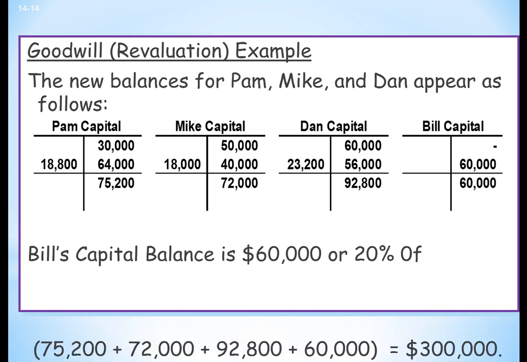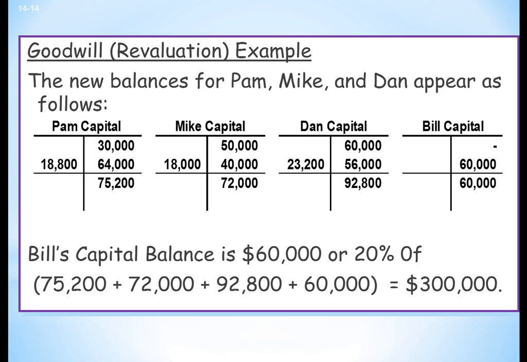And again, to check, we add up the capital accounts and they equal $300,000. This ends this presentation on what happens when you add a partner and the cash goes directly to the partners.